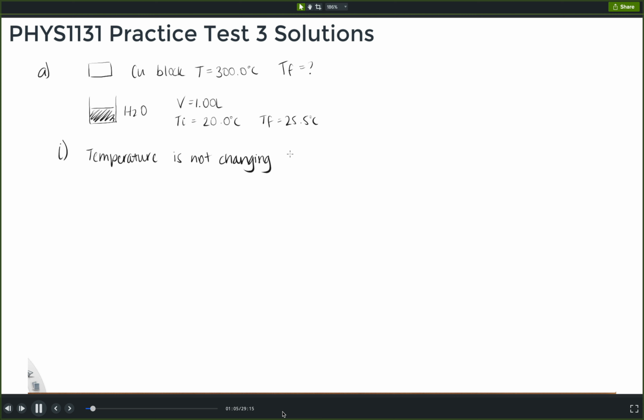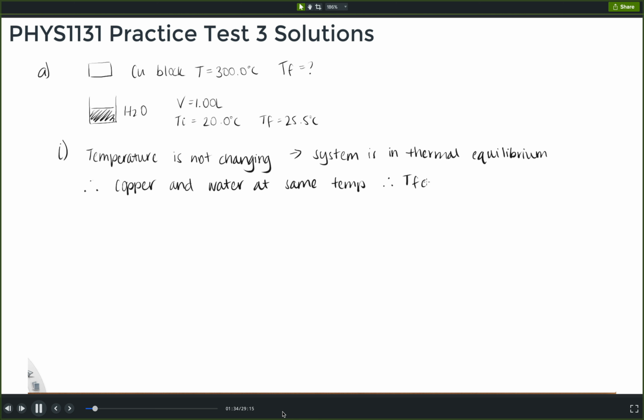If the temperature is not changing, that means that the system is in thermal equilibrium. And therefore, if the system is in thermal equilibrium, both the copper block and the water must be at the same temperature, because at thermal equilibrium, there is no energy transfer between objects in the system. So we can say that the final temperature of the copper block is 25.5 degrees Celsius as well.